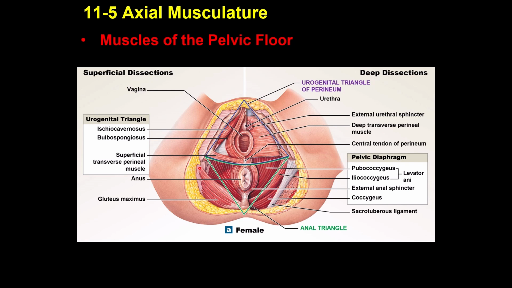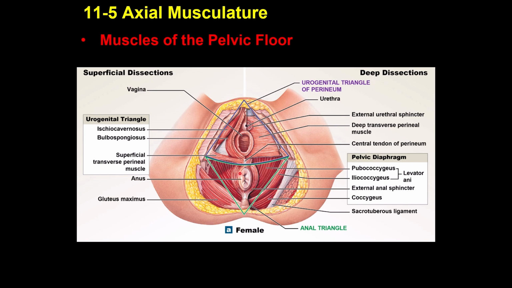Then you have the anal triangle. Here you have the levator ani that is causing elevation of the anus during defecation. There are two muscles here. One is called Pubococcygeus. This is very deep, starting from the pubis, this pubic bone, this area, coming all the way to the coccyx. Another one is called Iliococcygeus, and this is coming from the ilium all the way to the coccyx. These two muscles make up the levator ani muscle.